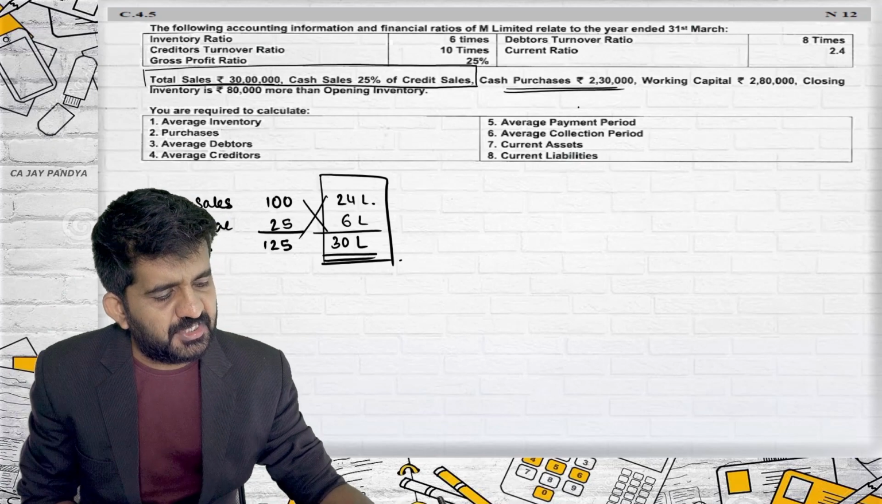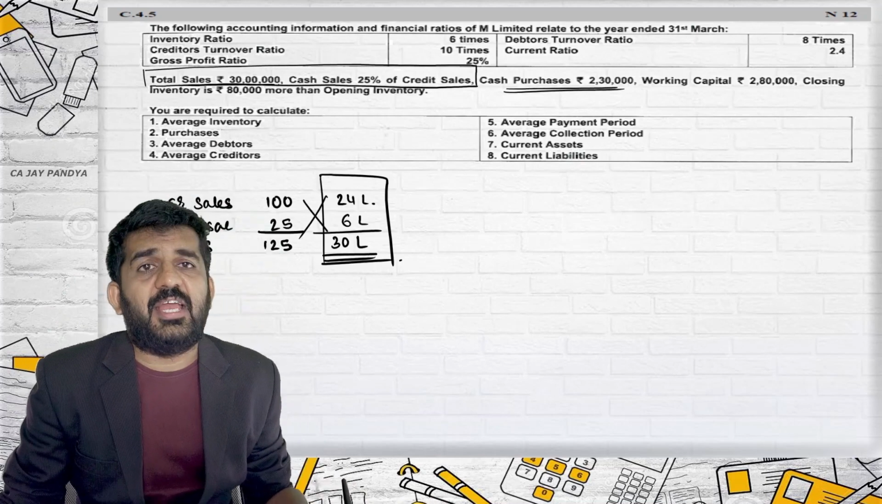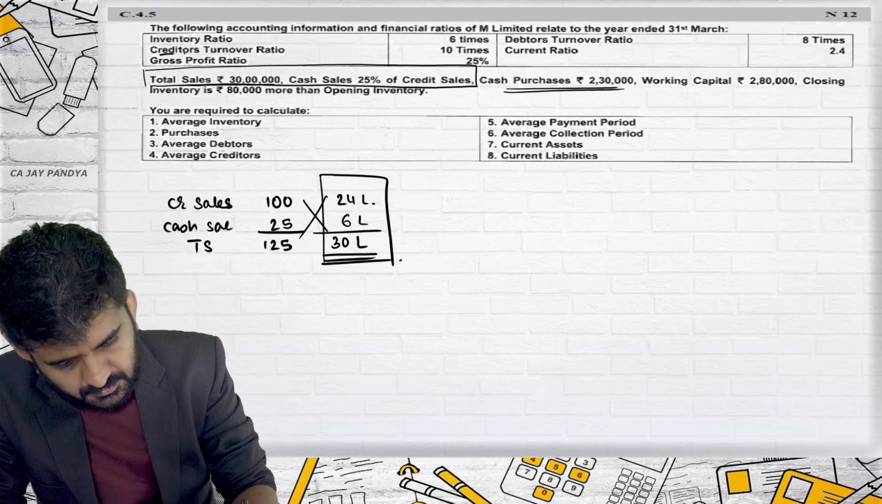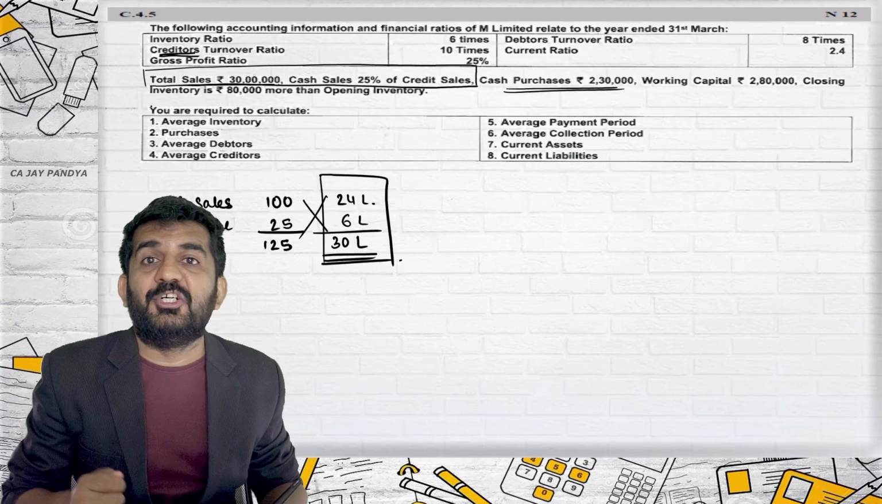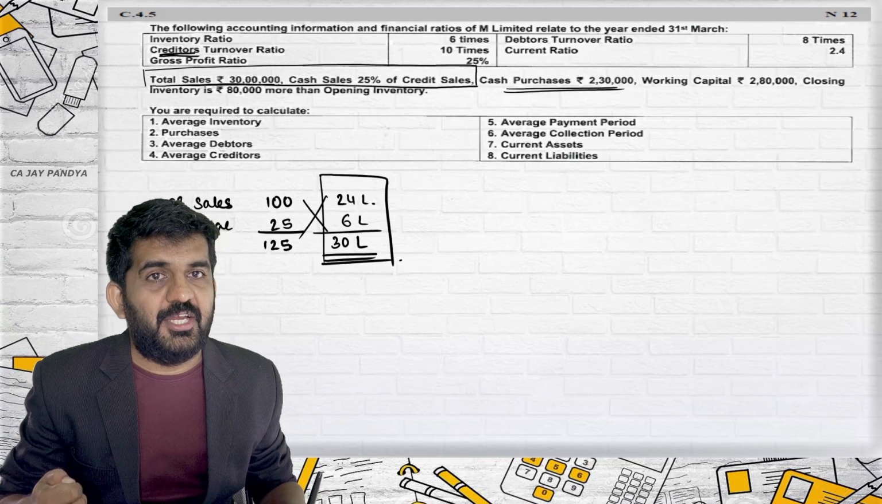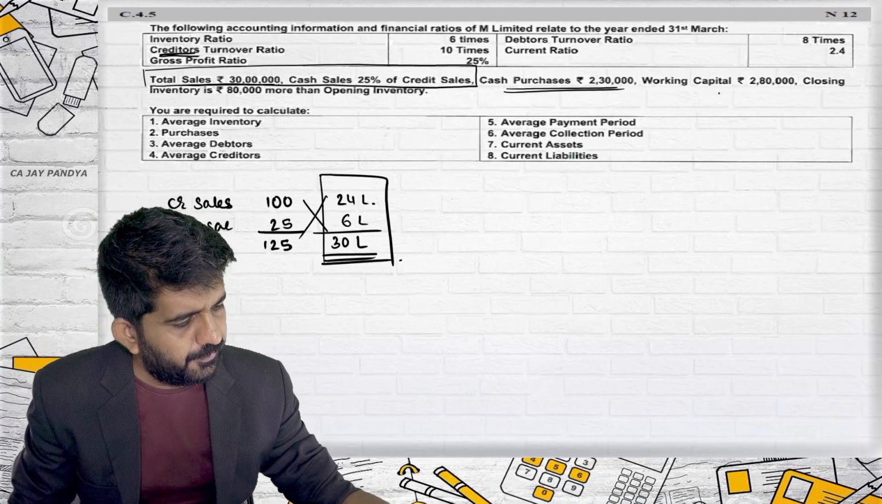Cash purchases are 2,30,000. So we can assume credit purchases nil? No. There is a creditors turnover ratio, so there will be creditors. If there are creditors, you need to find out credit purchase. You cannot say that credit purchase is 0.